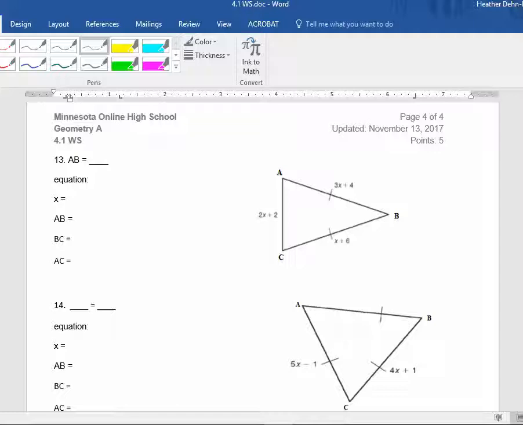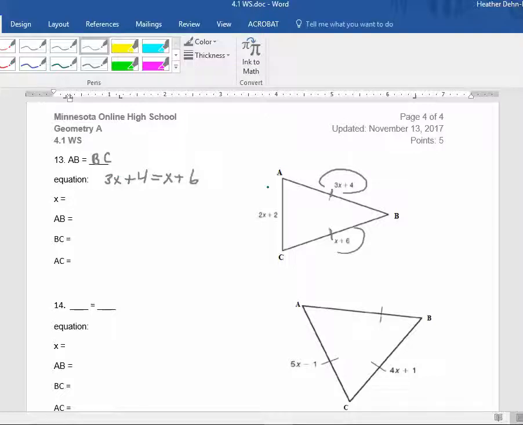In 13 we have triangle ABC, and right away I'm going to look for side lengths that are congruent, which are equal, which is this one and this one. AB is congruent to BC, so their lengths are equal. So the equation that I'm going to write puts these two expressions equal to each other. So we have 3x plus 4 is equal to x plus 6.